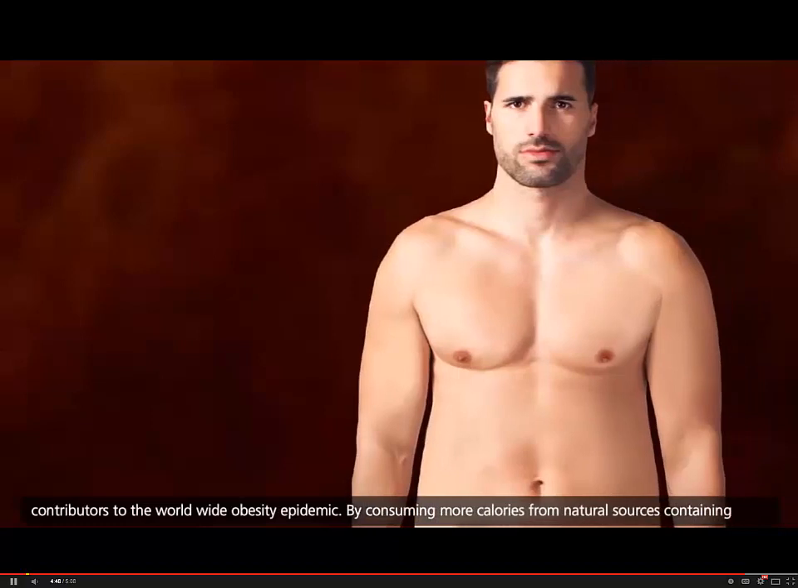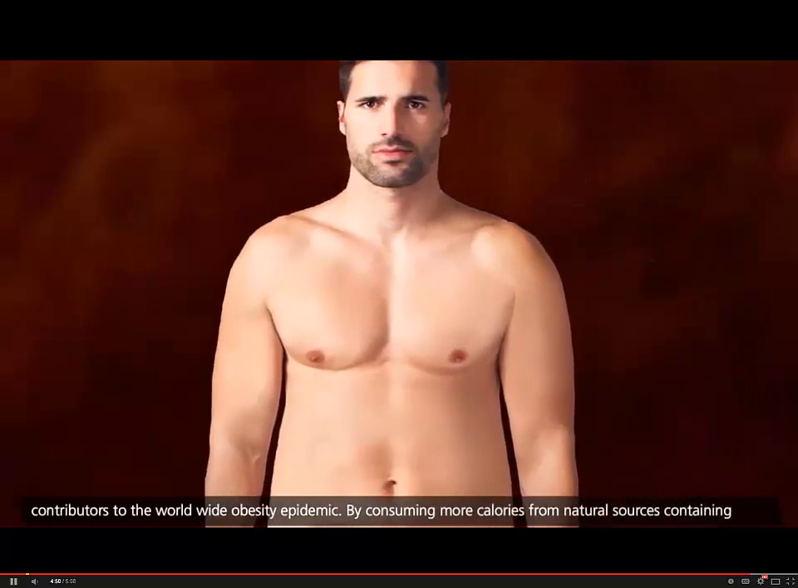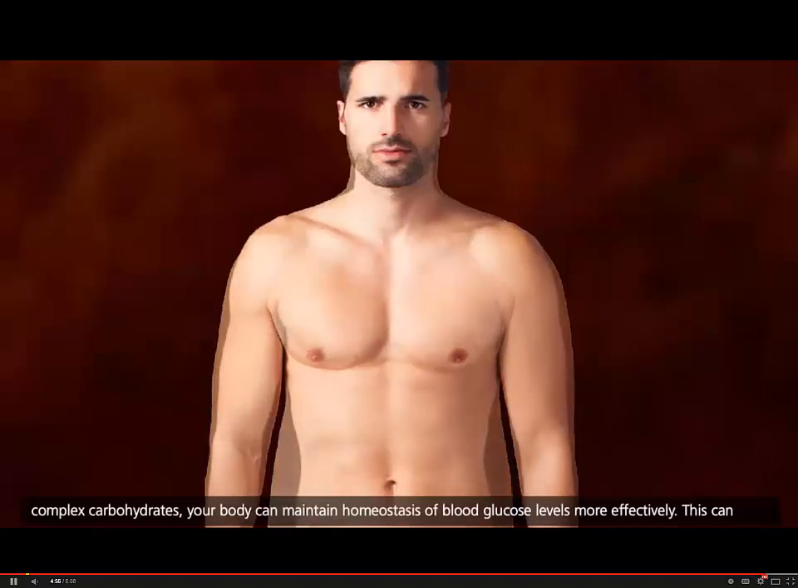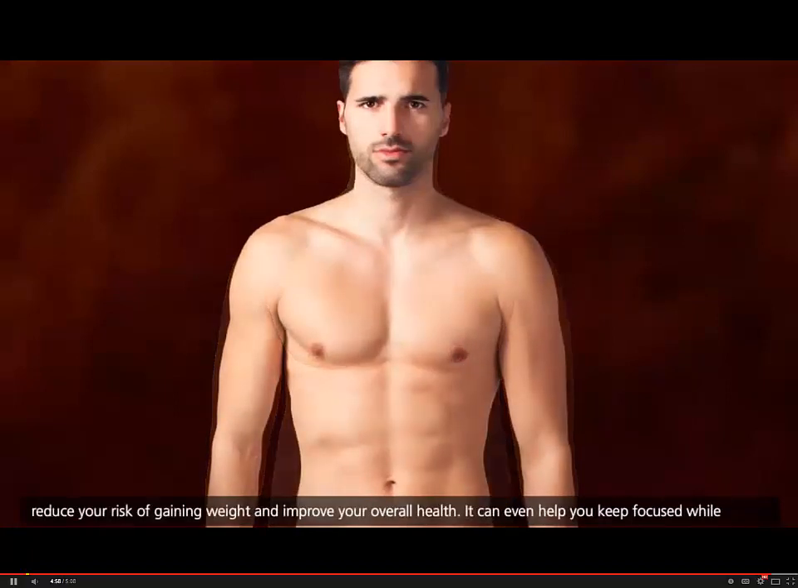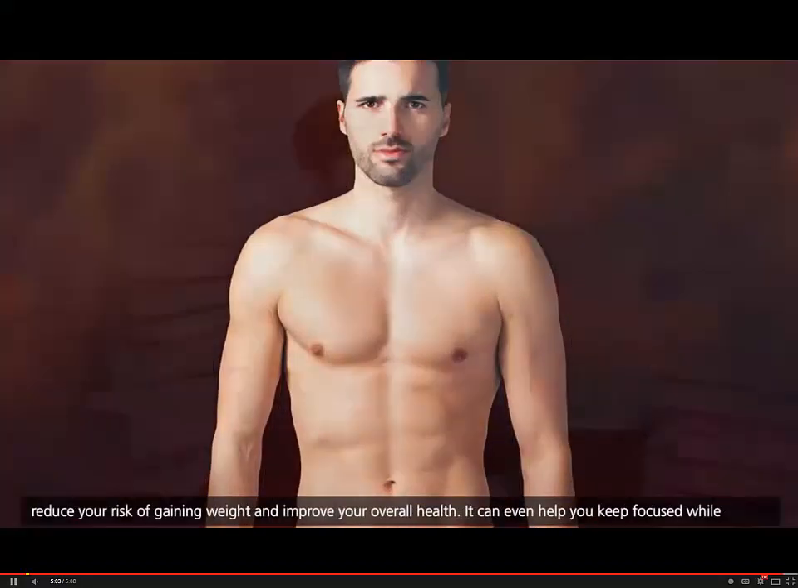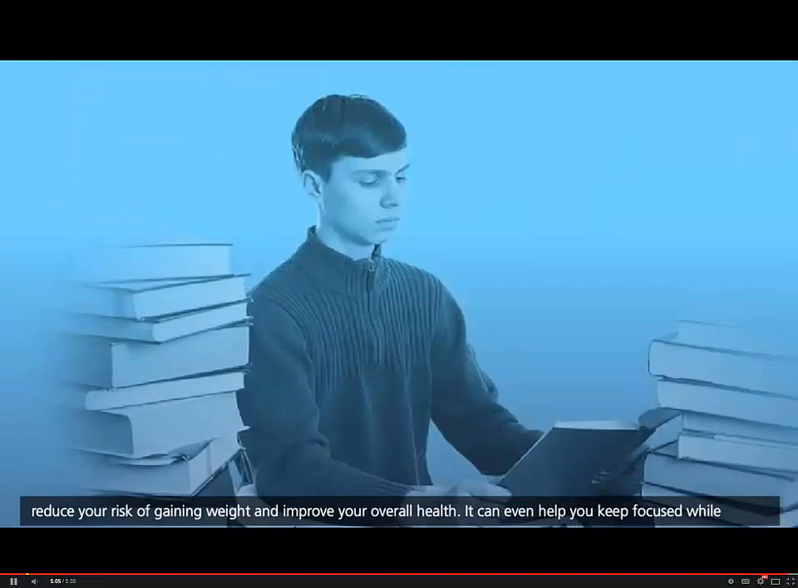By consuming more calories from natural sources containing complex carbohydrates, your body can maintain homeostasis of blood glucose levels more effectively. This can reduce your risk of gaining weight and improve your overall health. It can even help you keep focused while studying for that important biology exam.